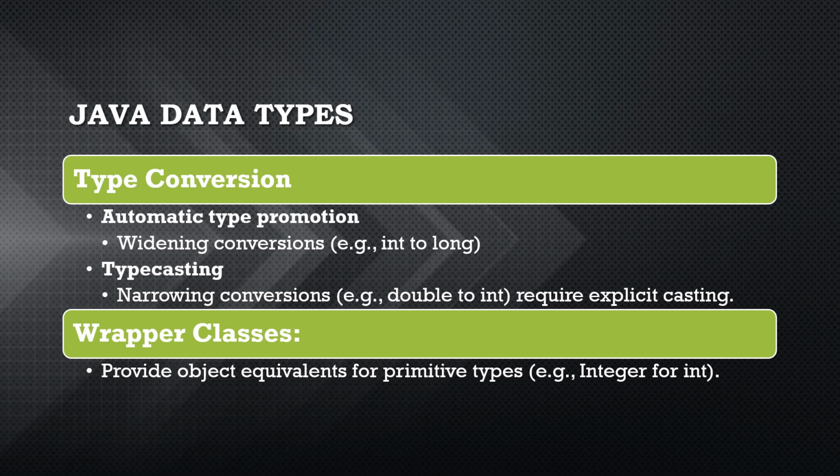Meanwhile, wrapper classes like Integer for int and Double for double provide object-oriented equivalents to primitives. These classes not only enable primitives to be used in collections but also offer useful methods for converting between types and performing operations. So, whether you're handling different numeric types or working with objects in collections, understanding these conversions and wrappers will make your coding more versatile and powerful.